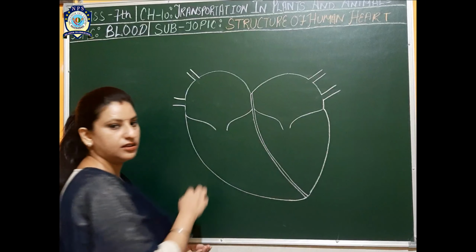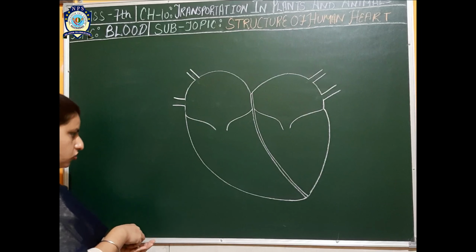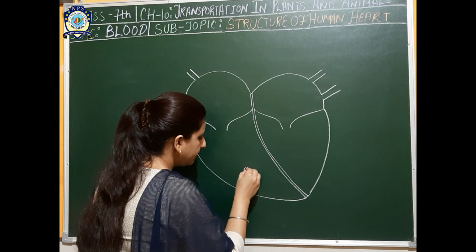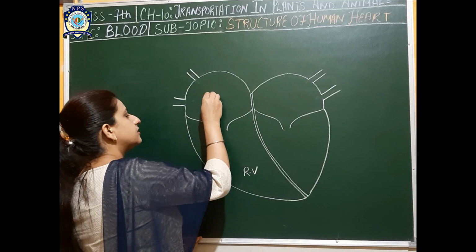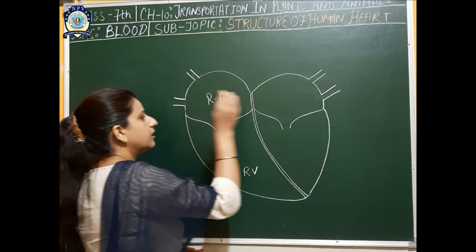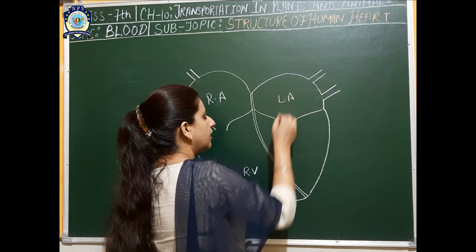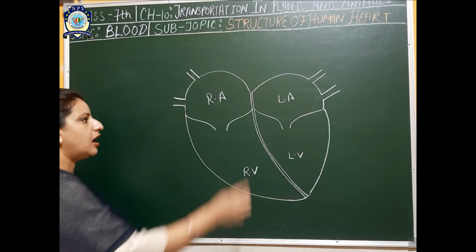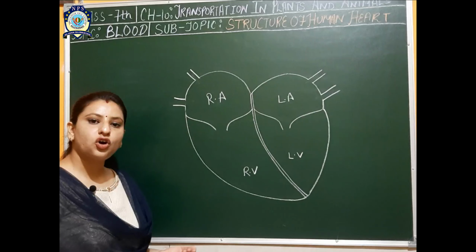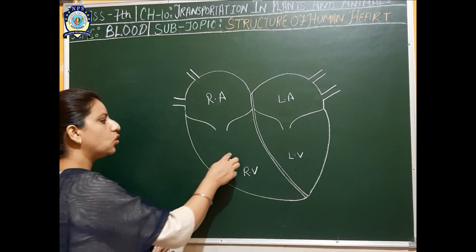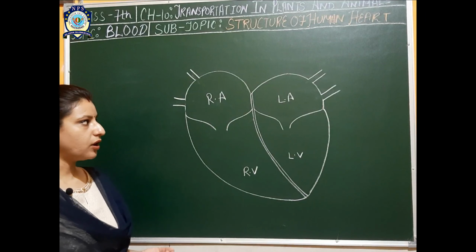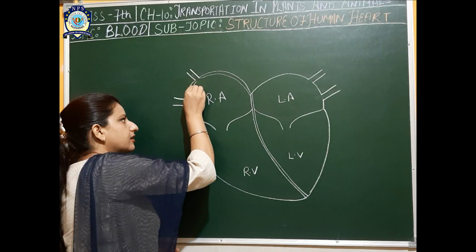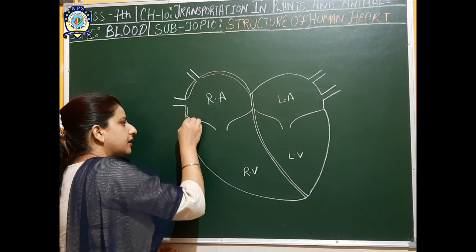So this is the right ventricle, this is the right auricle, this is the left auricle, and this is the left ventricle. So there are four chambers. The upper two are the auricles, also called atria, and the lower ones are the ventricles. This heart you can draw like this, with a double membrane around it.